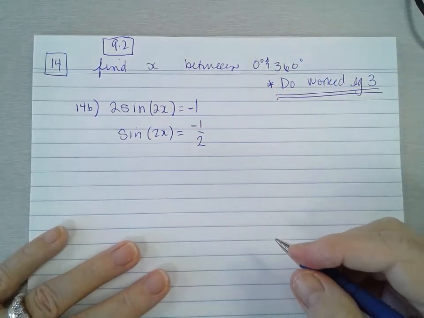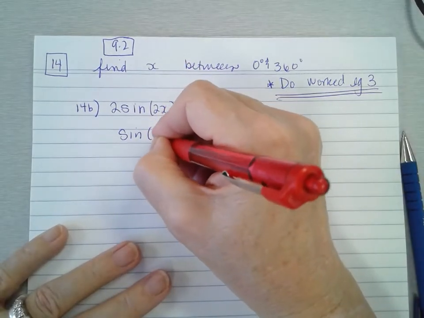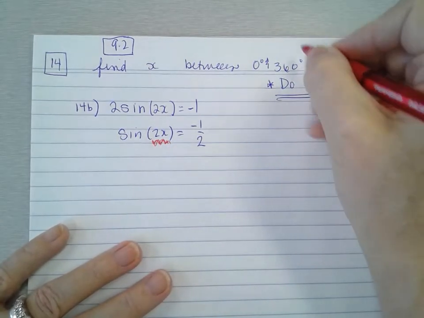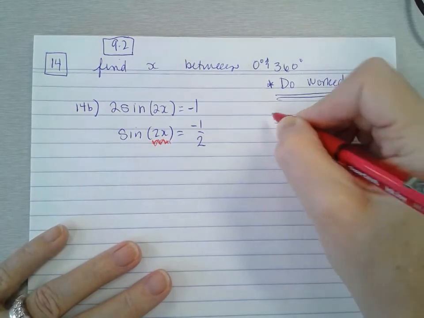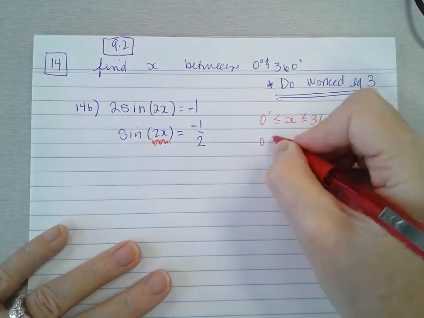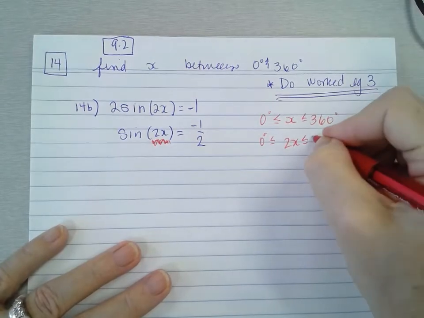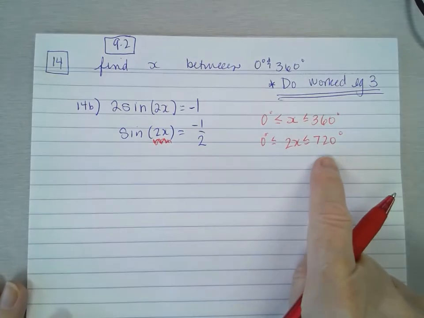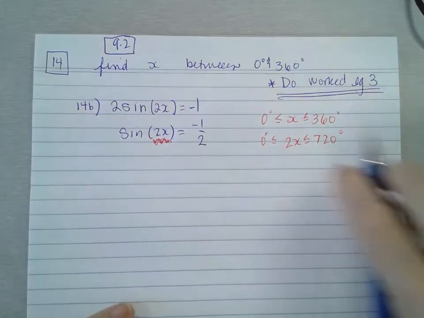Then you need to think about the fact that you don't just have a plain old theta or x in there. It's a 2x. And because it's a 2x in there, this domain up here, where I wanted to find x between 0 and 360, I need to change to between 2x multiplied by 2, still 0, multiplied by 2, 720. Okay? Because I have a 2x in there, I have to go farther around, twice around.